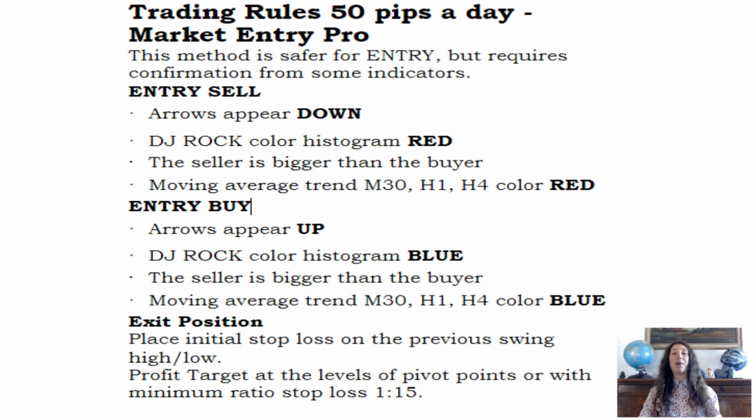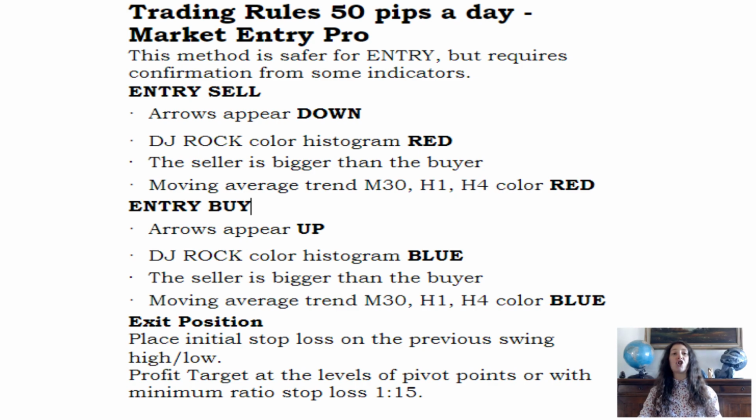Trading rules, 50 Pips a Day, Market Entry Pro. This method is safer for entry, but requires confirmation from some indicators. Entry sell: arrows appear down, the JROC color histogram red, the seller is bigger than the buyer.